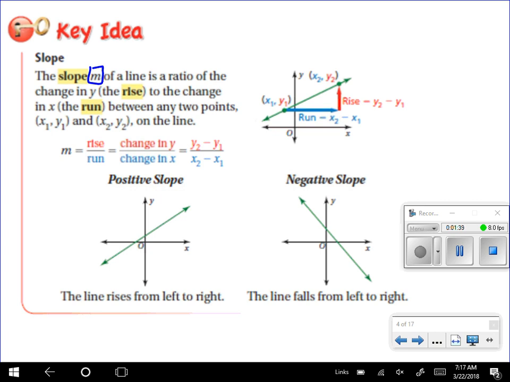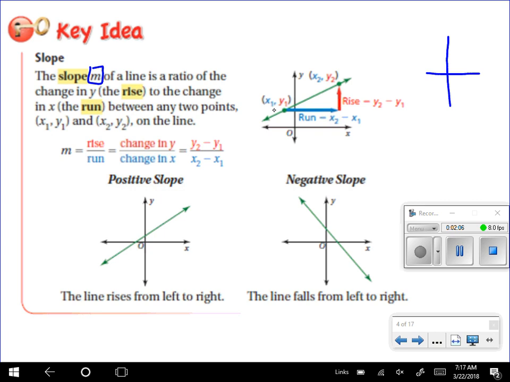So if you think about how we graph a point, if I were to graph 1, 2, I would go to the right 1, up 2. Well, this is actually the opposite when we're trying to find the slope. We're considering the y's first, how much it's moving up or down, and then how much it's moving left or right. So between any two points, x1, y1 and x2, y2, on the line.